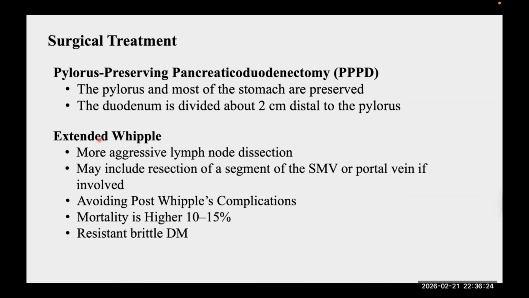So that's the difference. Now, an extended Whipple, this is done whenever there is involvement of the veins. There is a more aggressive lymph node dissection, including resection of segments of the mesenteric vein or portal vein if they're involved. Or sometimes it's done if we're avoiding post-Whipple complications. Mortality is higher, and it can cause diabetes as well.